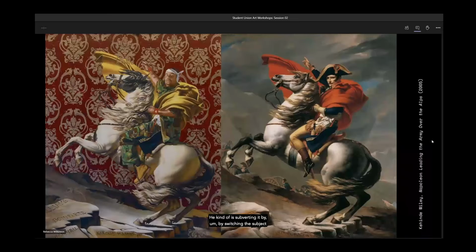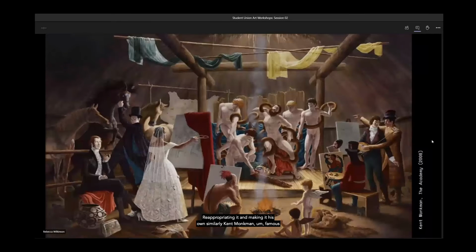And he is subverting it by switching the subject of the painting and by reappropriating it and making it his own. Similarly, Kent Monkman, famous Canadian artist, is doing a similar thing where he's critiquing the art historical canon and looking at the relationship between Native people and settler colonial people through his paintings.